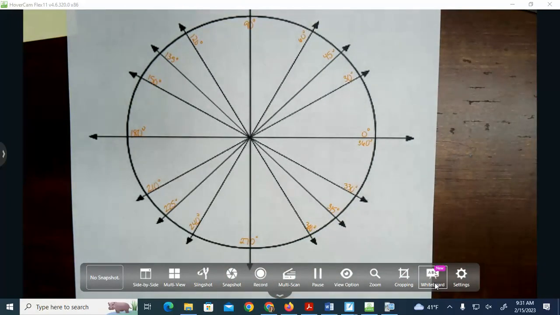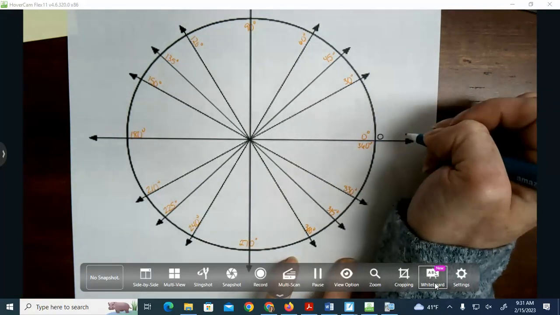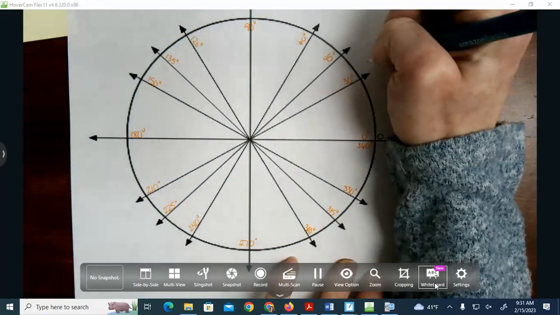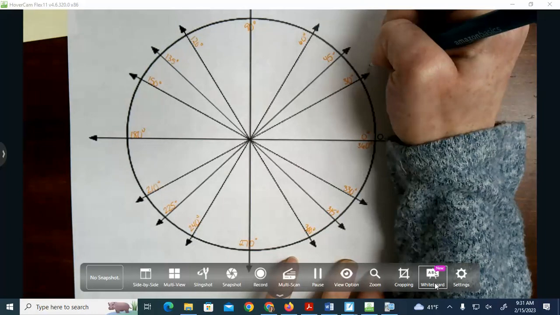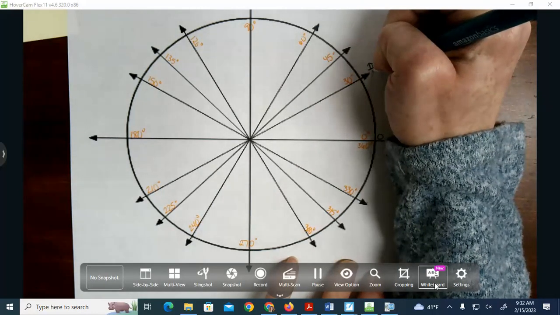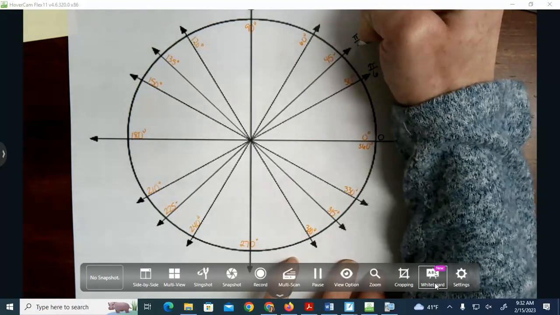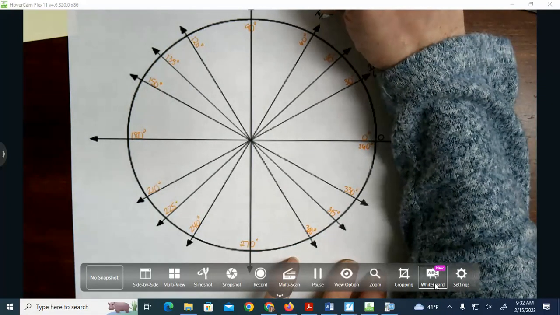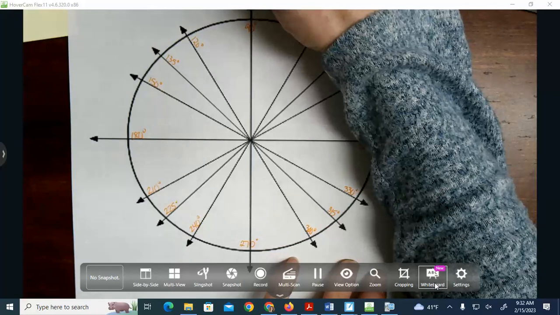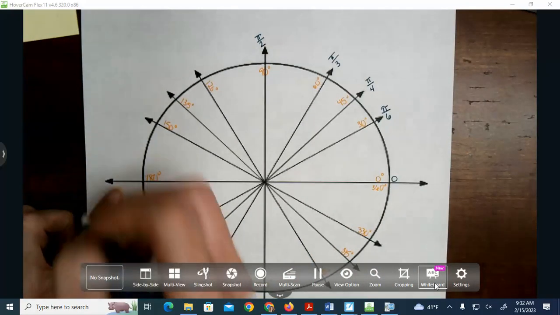Then we did radians. So 0 degrees was 0 radians. What was 30 degrees? Pi over 6. 45 is pi over 4. 60 was pi over 3, and 90 is pi over 2. Okay. 180 is the same as pi.